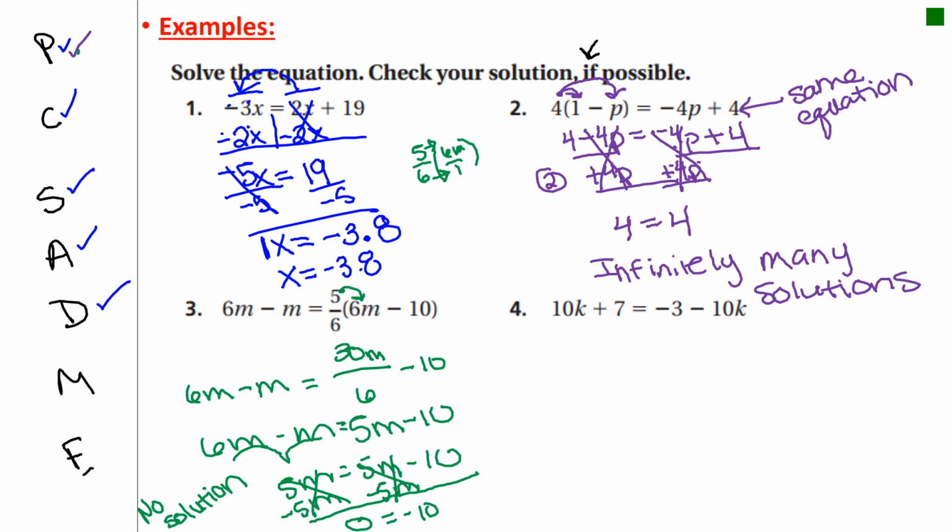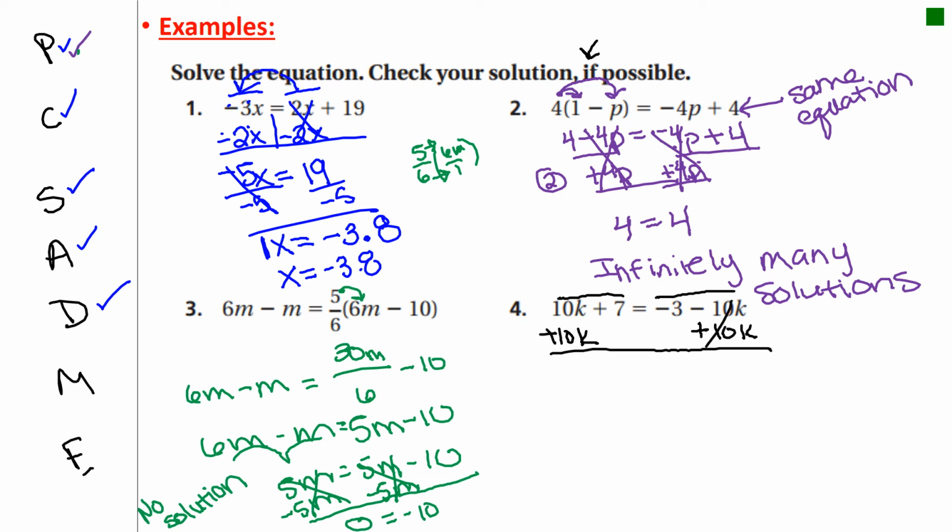All right, last example we're going to go over. Problem number 10. Parentheses, there are no parentheses. Like terms on the same side, I do not see any like terms on this side, and I do not see any on this side. Like terms on opposite sides, so I'm going to go ahead and mess with my variable, add 10k. There were other options you could have picked for this one. You could have taken away 10k, taken away 7, or added 3. I just chose this one. I like messing with my variable first.